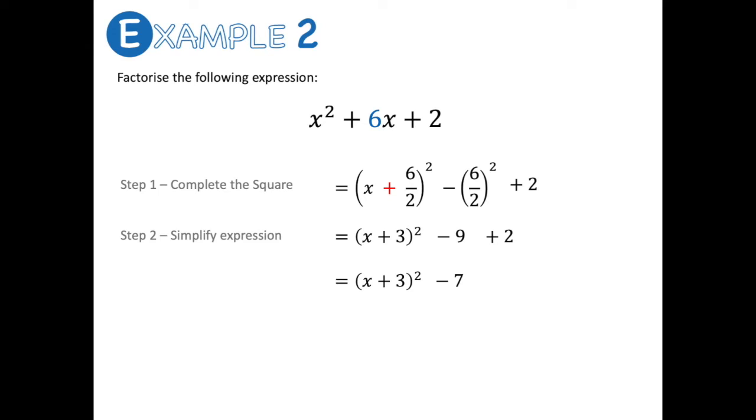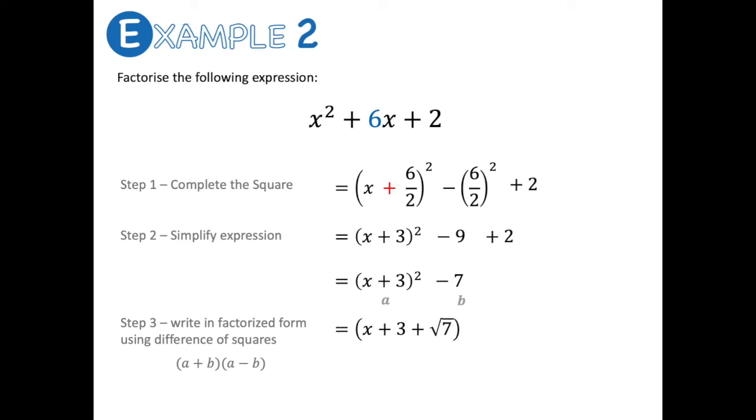Now that I've simplified that expression, I can write it in factorized form using the format of a plus b, a minus b. My a value is going to be x plus 3 squared, and my b value is going to be 7. I can square root my a value to get x plus 3, but I can't square root my b value, so I will use the square root of 7. So when I write it in factorized form, it is going to be x plus 3 plus the square root of 7, x plus 3 minus the square root of 7. And that is my factorized answer for x squared plus 6x plus 2.